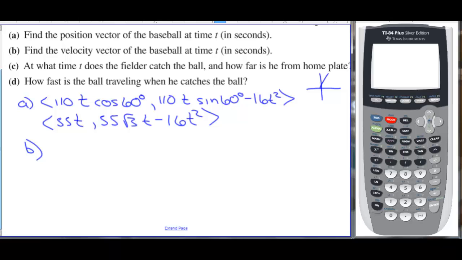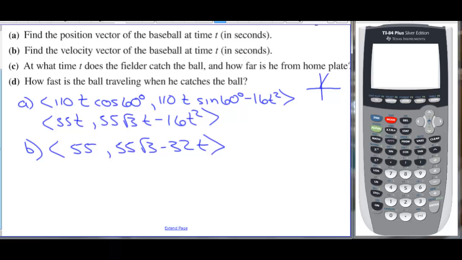B. Find the velocity vector of the baseball at time t. Here's the good news. Just take the derivative. So 55, comma 55 square root of 3 minus 32t. There's the velocity vector.